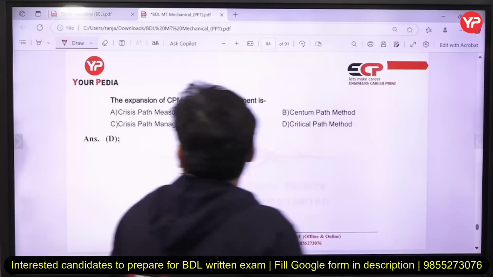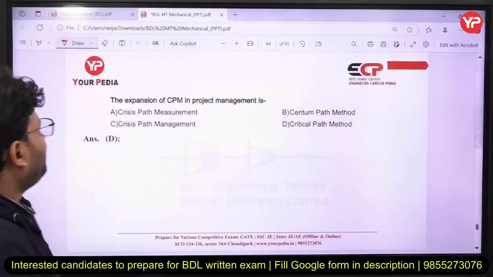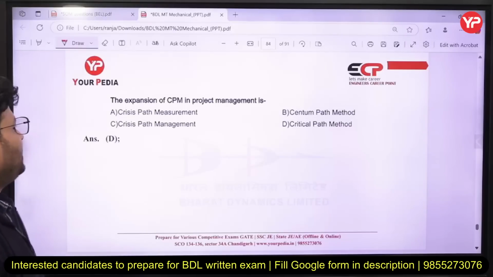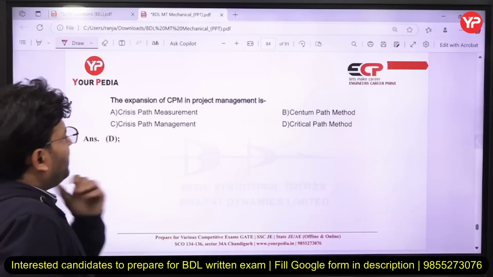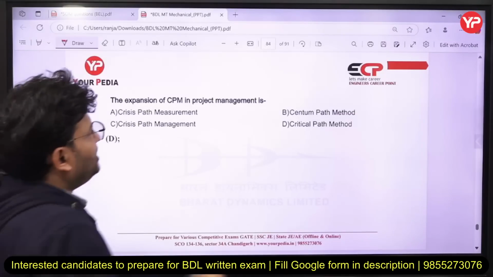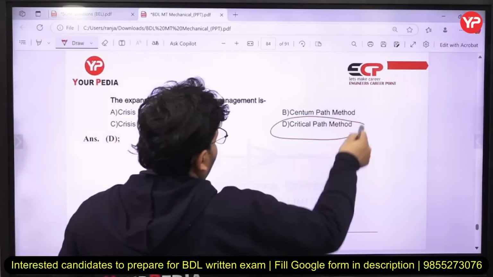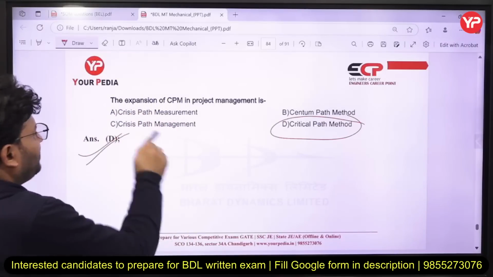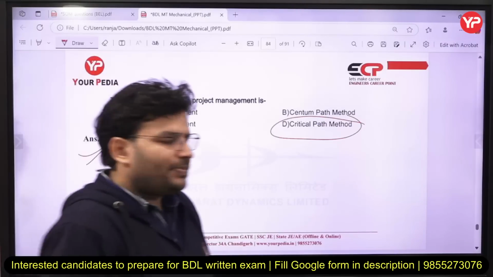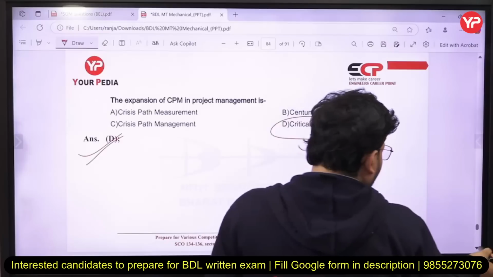Next question. The expansion of CPM in project management. Okay, what do you mean by this one? Is it critical path measurement, continuum path measurement? No, this is CPM, critical path method. CPM stands for critical path method. So the correct answer is D. CPM stands for critical path method.